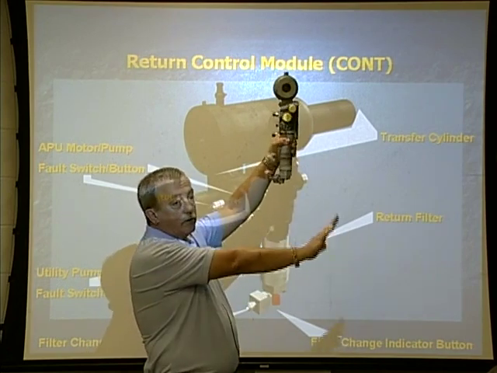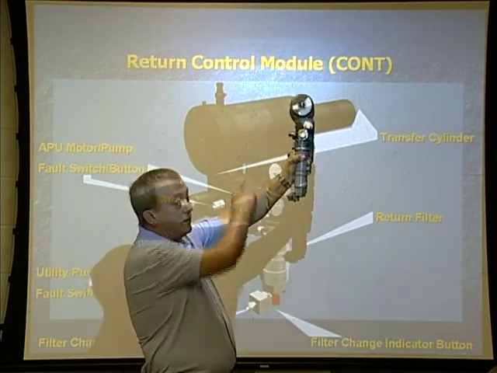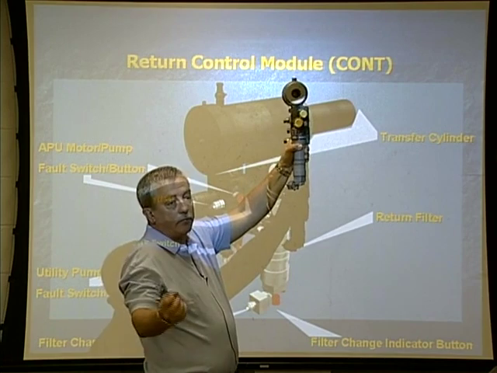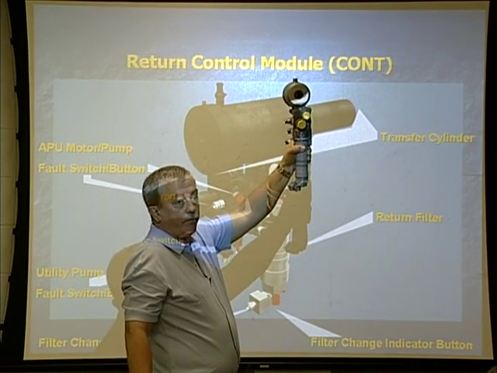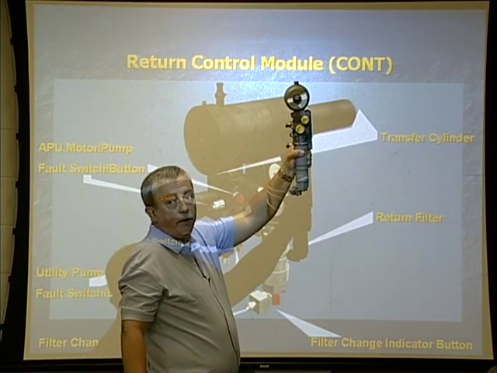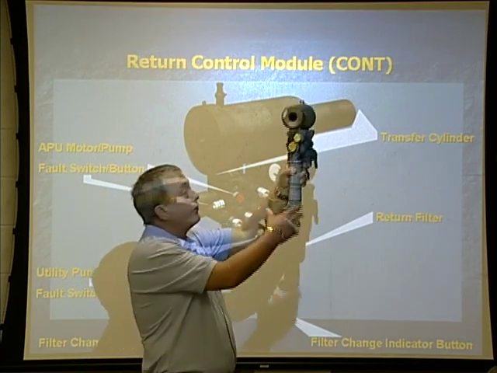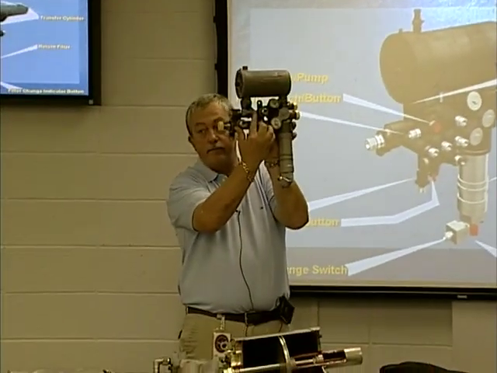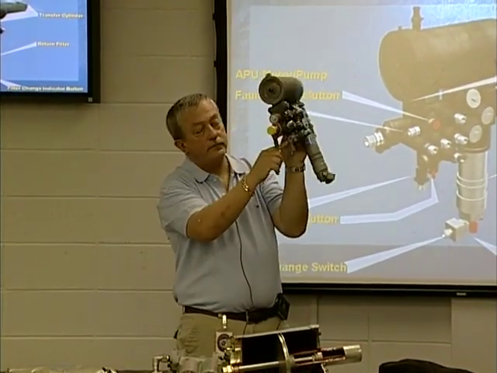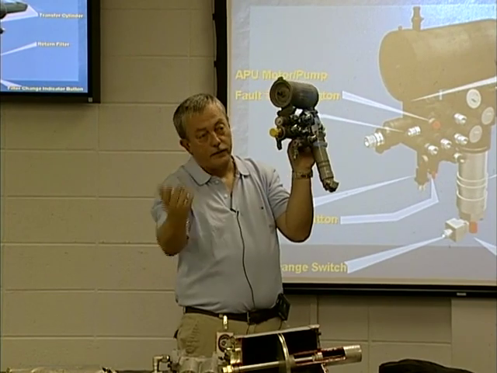Which pump is the farthest away from me as I'm standing and looking at this? Is my utility pump or my APU motor pump farthest away from me? APU motor pump. The APU motor pump's the farthest away from me. In this case, it would be the farthest button away from me. APU motor pump, utility pump. That's one way to look at it.